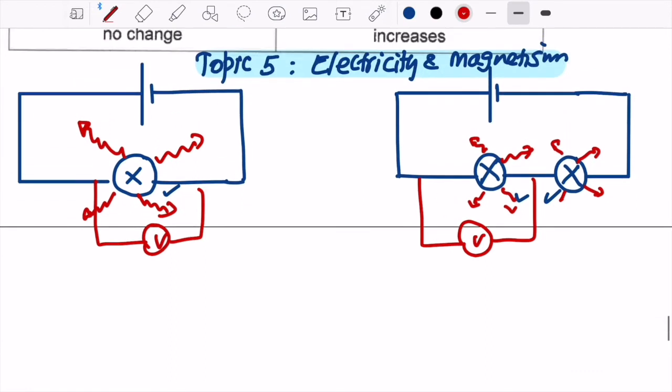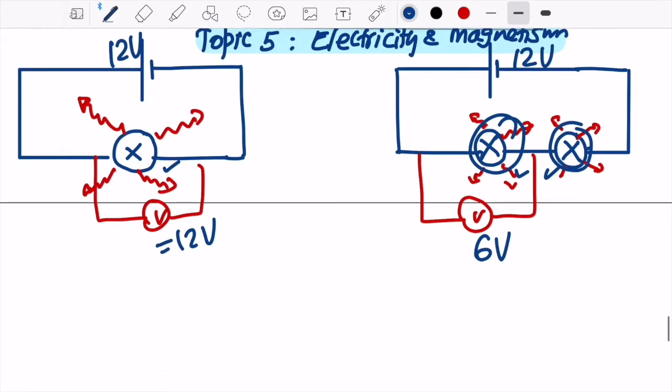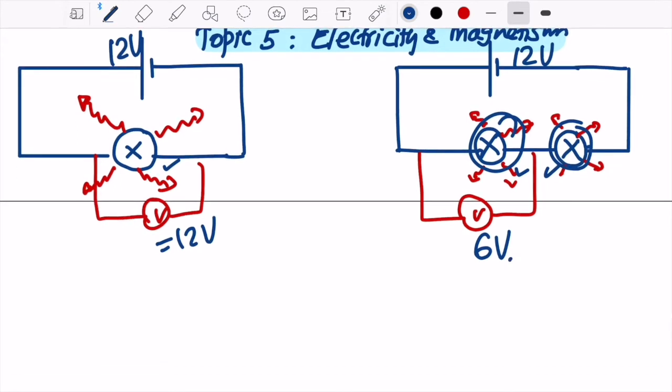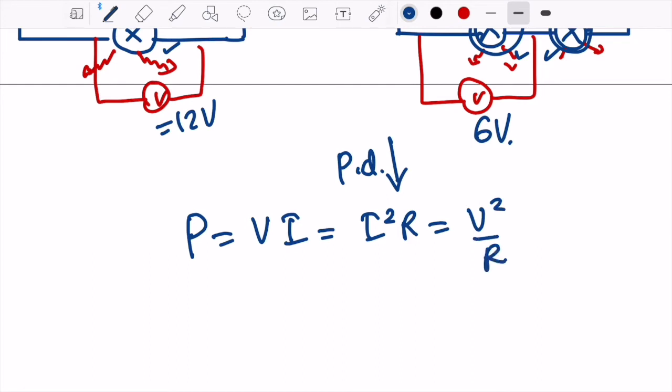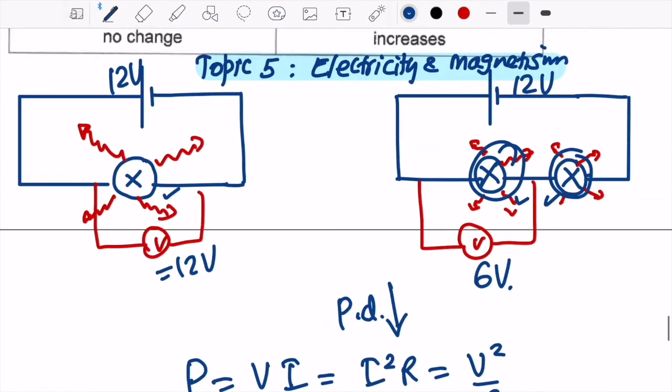Let's think about voltage. For example, I'll take this one as 12 volt. How much is this one? 12 volt also, because it's the same situation. This will be only 6 volt, because these two lamps are identical. So obviously the potential difference across one lamp has to decrease. Now the second thing, electric power you can write in three different ways: VI, I squared R, or V squared over R, right? Now with experience you should know which one is best to use.